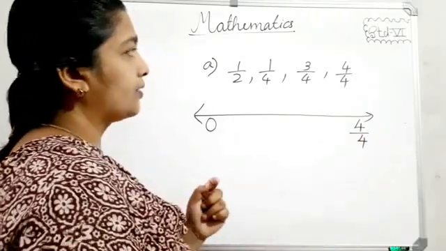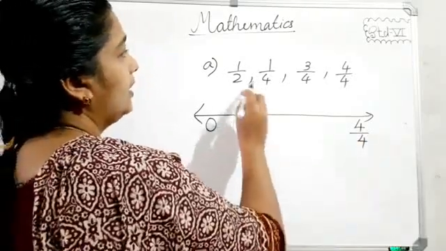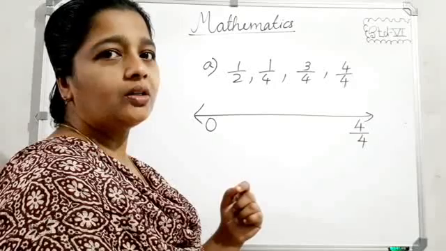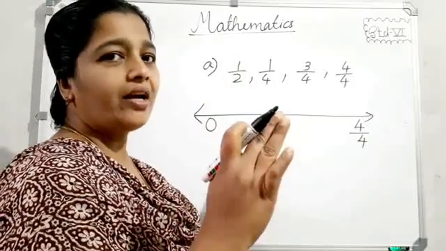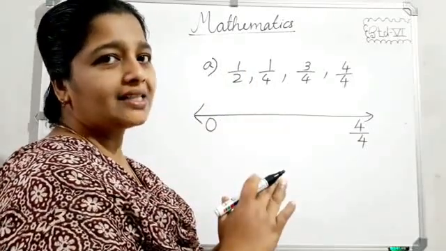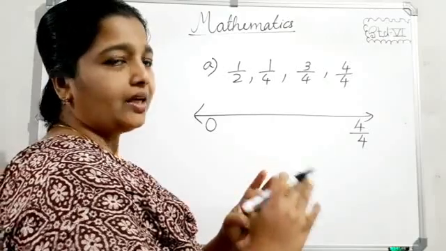4 by 5. Understand? Next, half, as you know, means the total object is divided into 2 equal parts. Understand? That is 1 by 2.